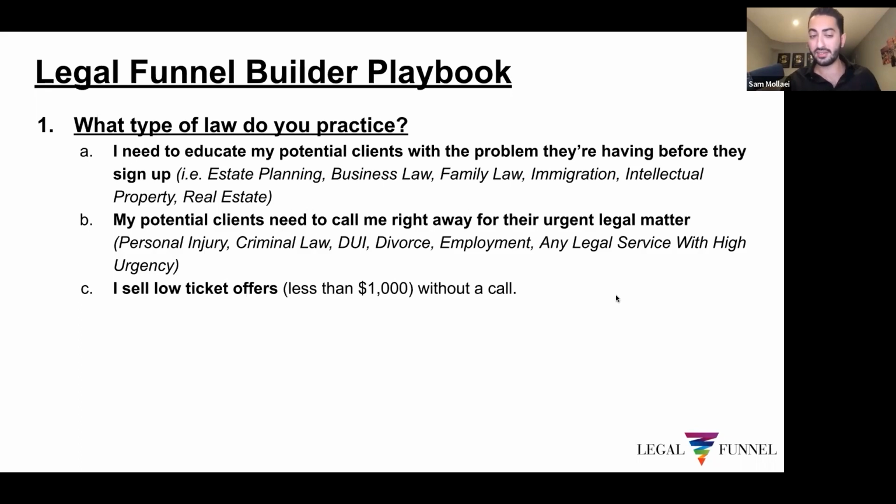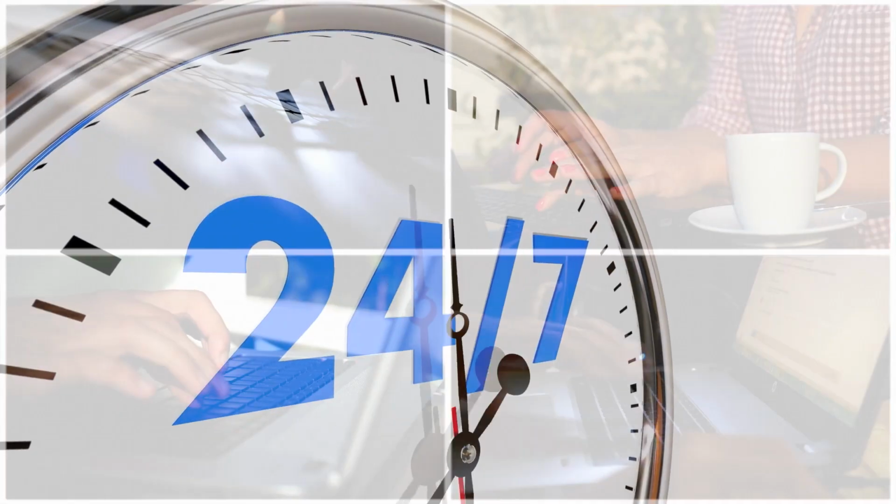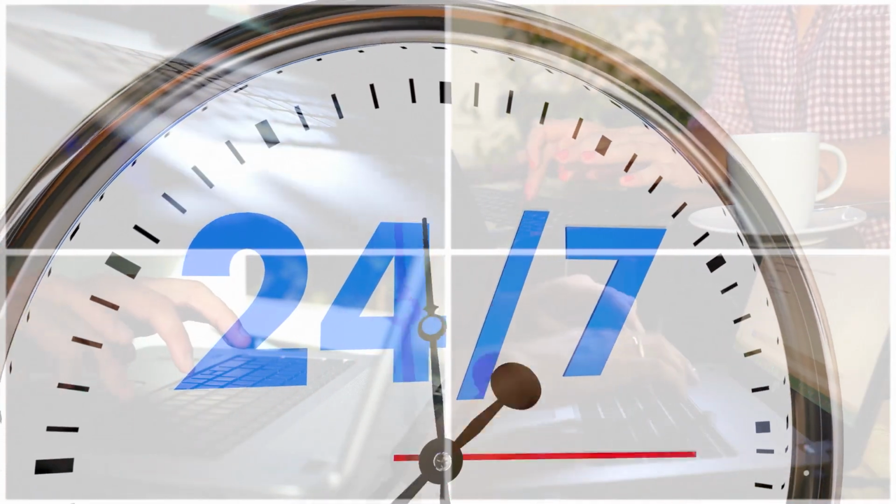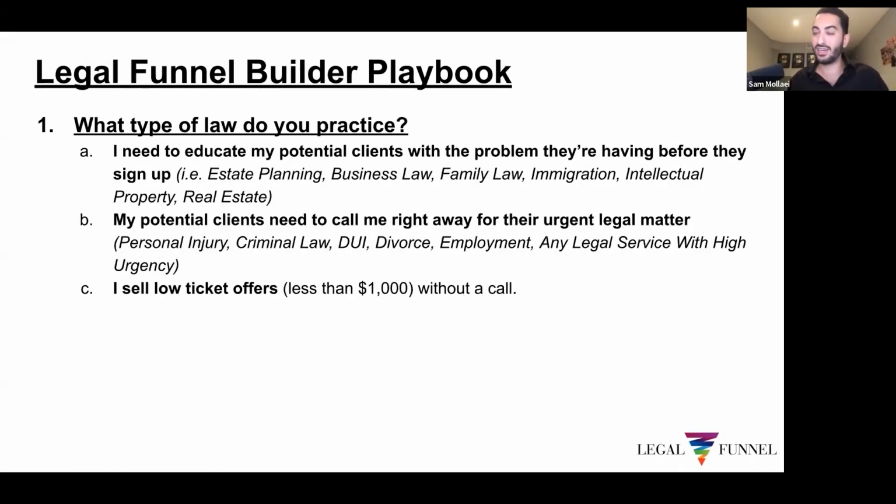The third type is I sell low ticket offers. These are usually services that are less than $1,000, and you usually want to do this without a call. Okay, you don't need to get on the phone with somebody to be able to sell them a service that's $500 or even up to $1,000. You can build out a funnel, and I have a bunch of these funnels that 24/7 are bringing me clients without me needing to talk to them or them needing to talk to anybody. They're just sent to my funnel that does the nurturing and selling for me. Just make sure that you select one of those three.